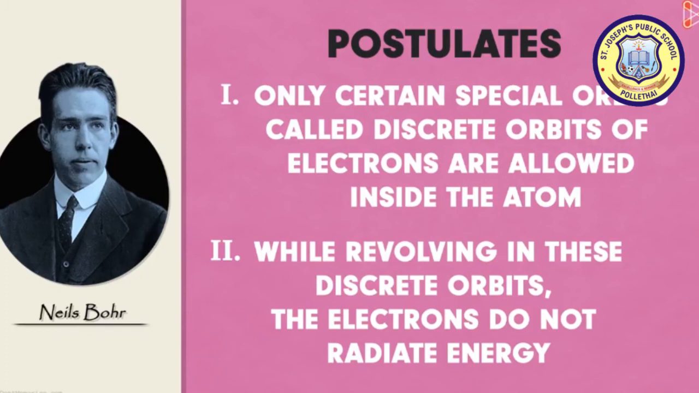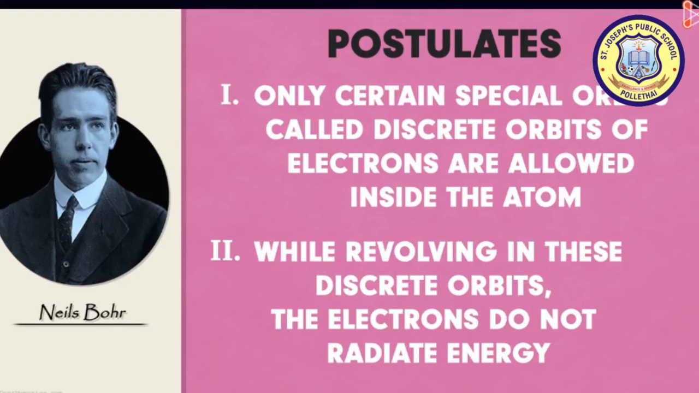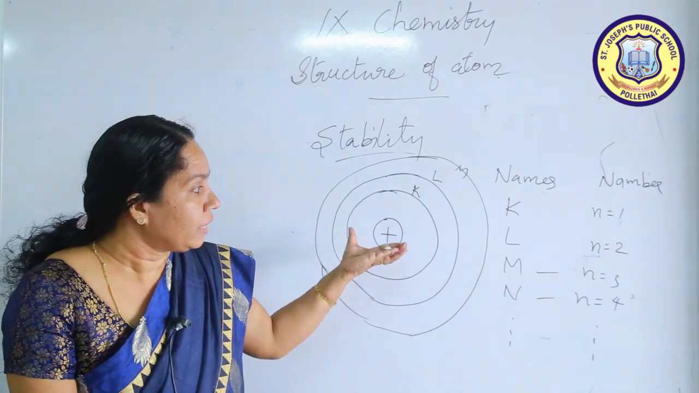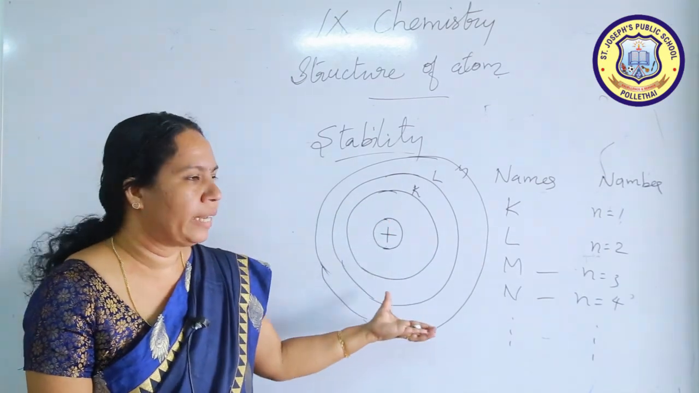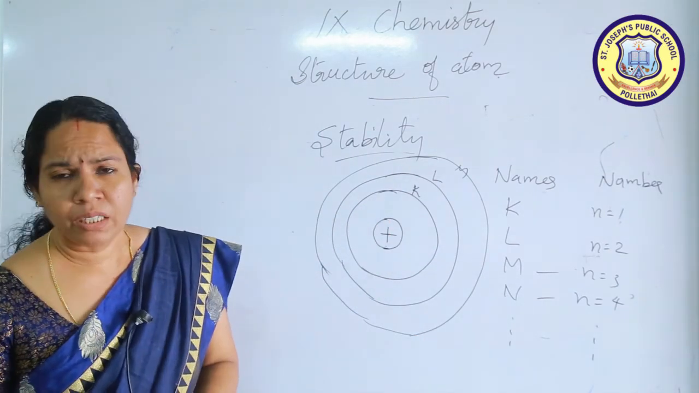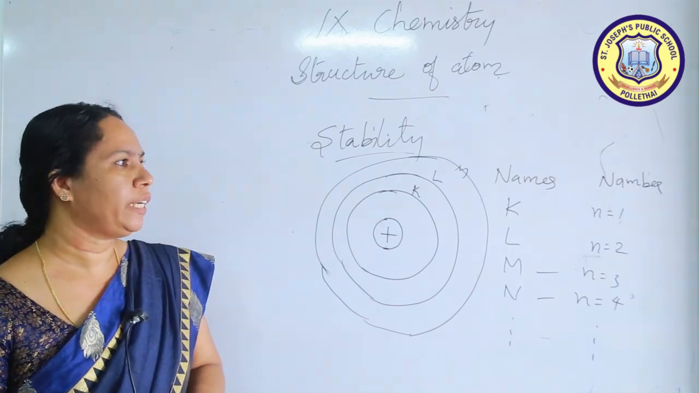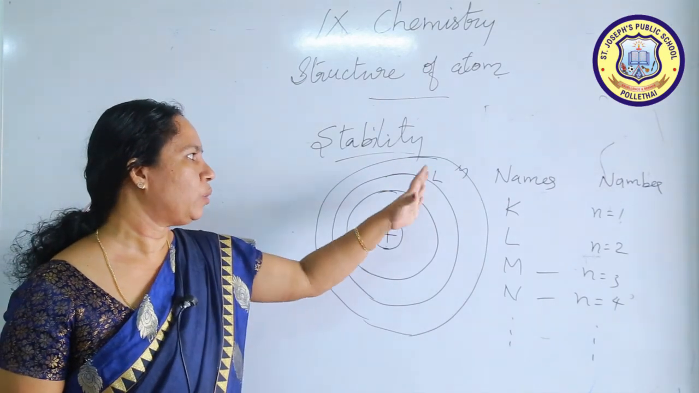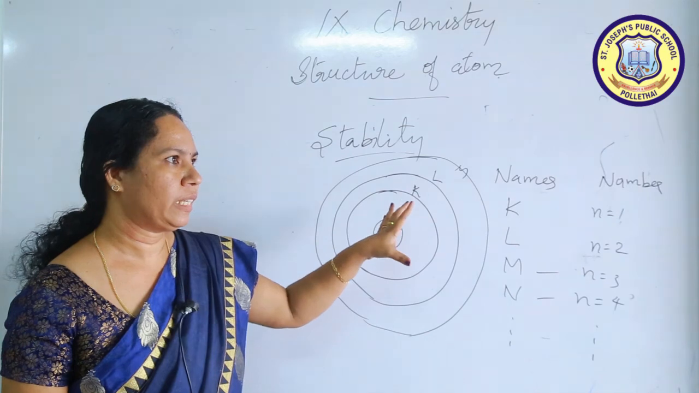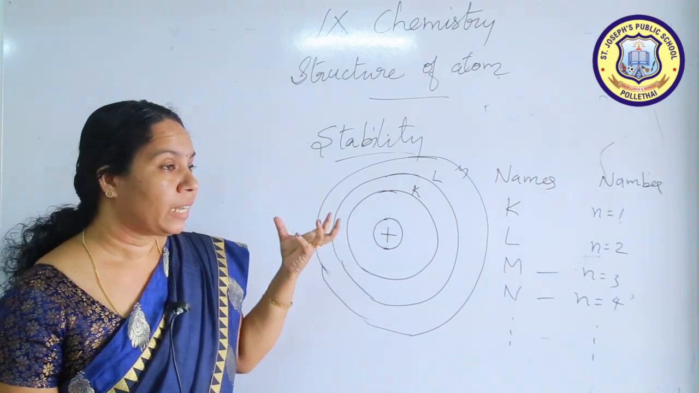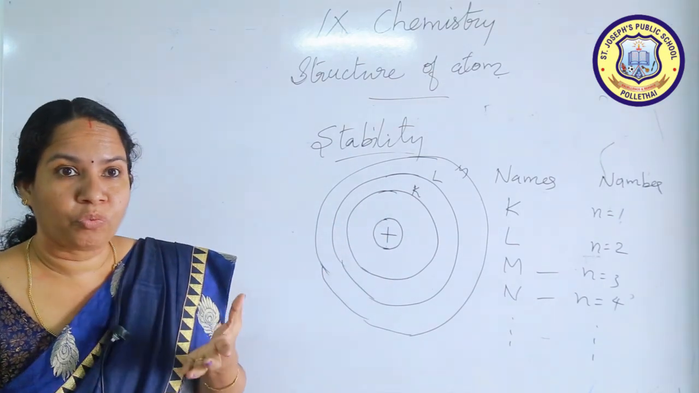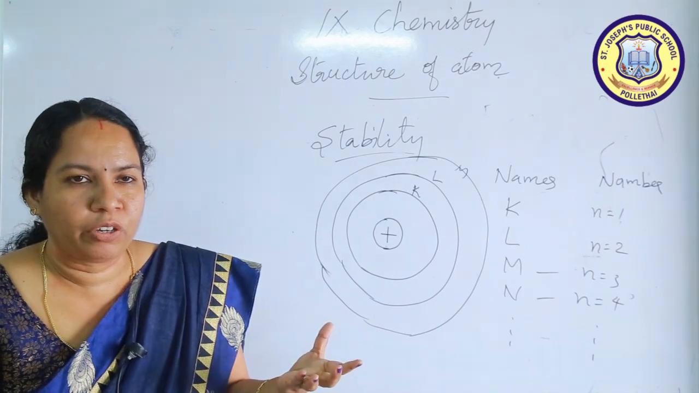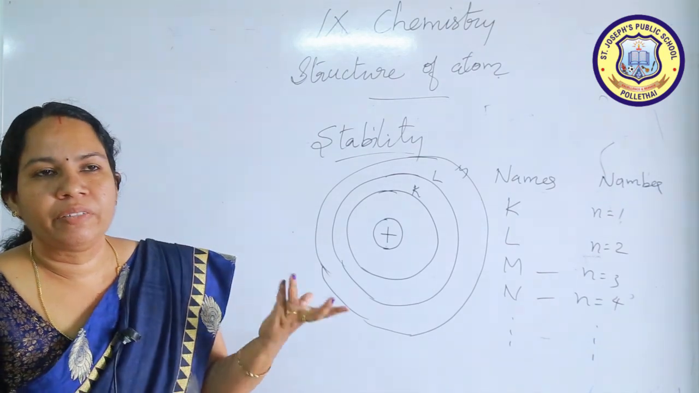This model could explain the atom correctly. In the coming class we will study how electrons are distributed in these shells and what the correct model is, which model we are following now. These things we will study in our next class.